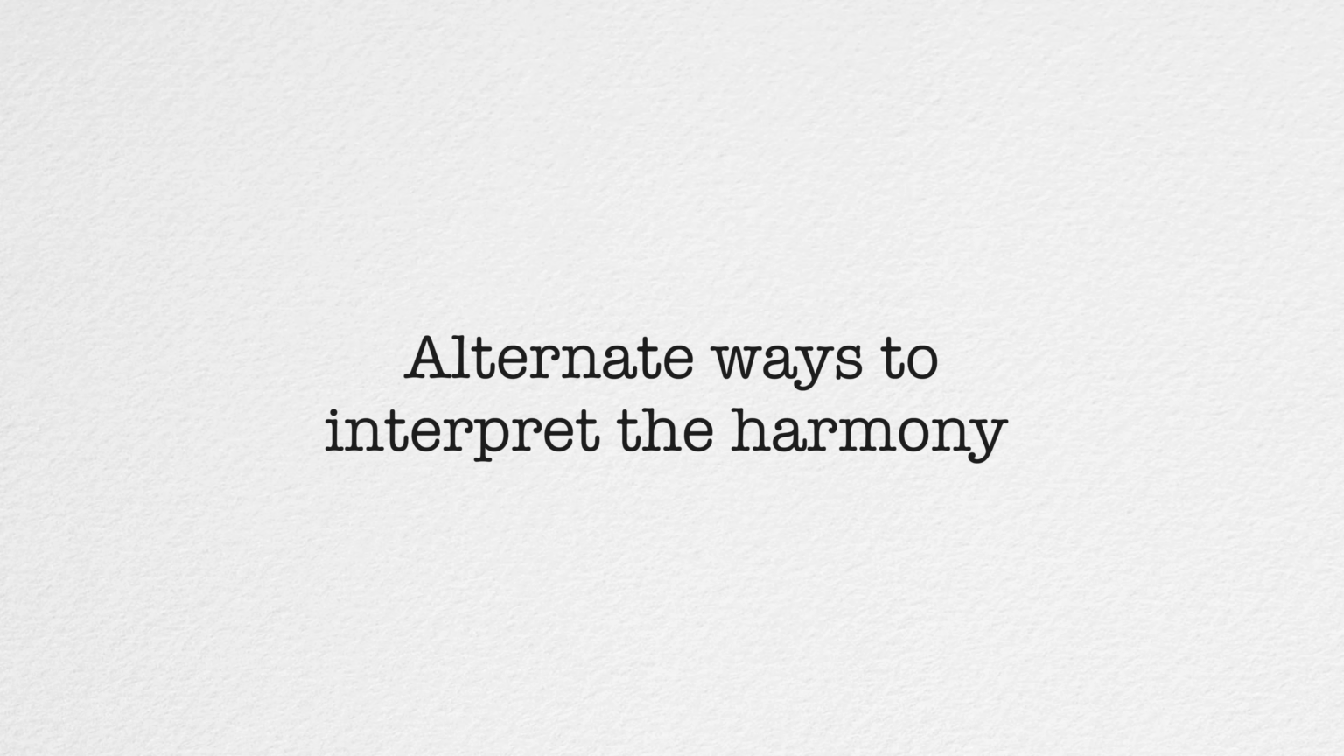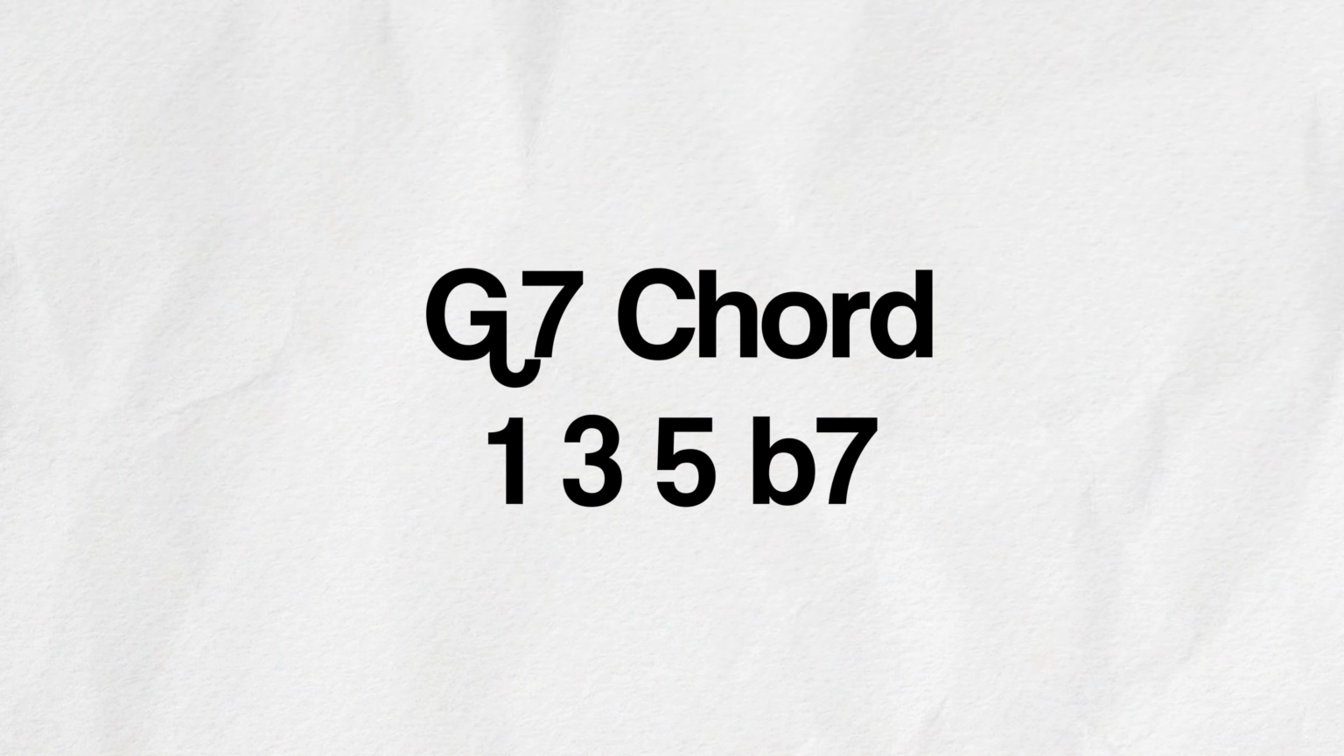All right, so let's get a little bit more advanced with substitutions. This is where you start thinking about alternate ways to interpret the harmony, and that changes the scale choices. Let me show you what I mean. So you might have a G7 chord, like the 5 chord we've been talking about for the whole video. Now, instead of thinking about it as G7, you could think about it as B minor 7 flat 5.